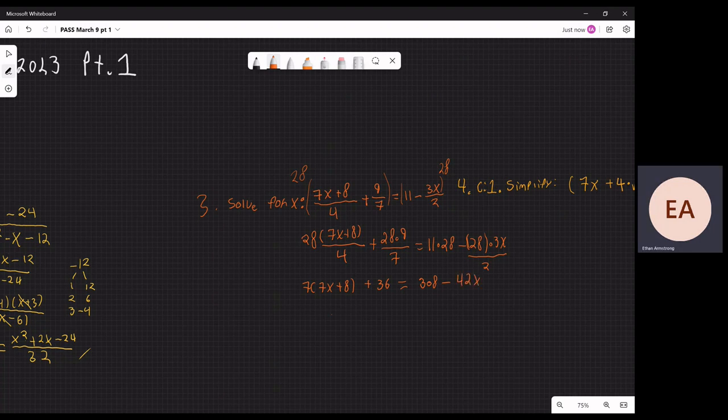Now we just have to expand out this bracket. So we have 7 times 7 gets us 49x plus 56 plus 36 equals minus 42x. Now we can add the 56 plus 36. Gives us 92.